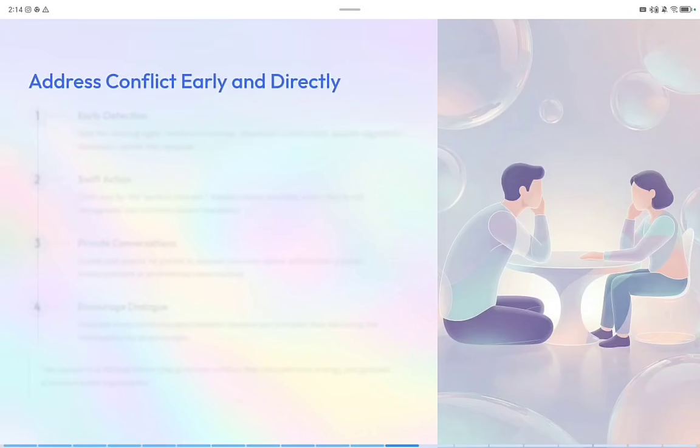This is a method that I really would advocate in solving the conflict early and solving it directly. So first of all, address the conflict as early as you can and as directly as you can. But address the conflict only when you have done your work on self-awareness and settled your emotions.